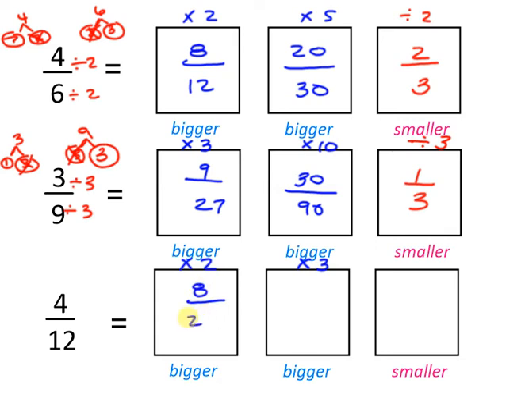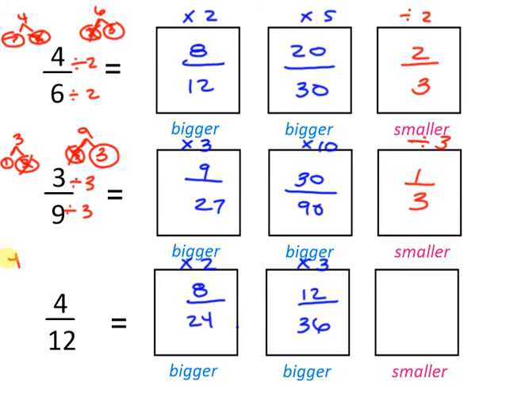12 times 2 is 24. Now I'm going to multiply by 3's. 4 times 3 is 12. And 12 times 3 is 36. So again, these two are now equivalent fractions of this guy over here. But now I want a smaller one.